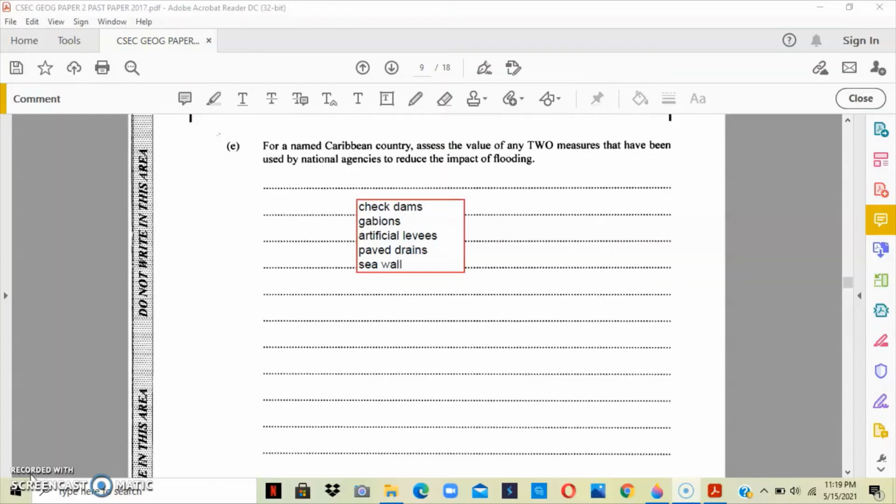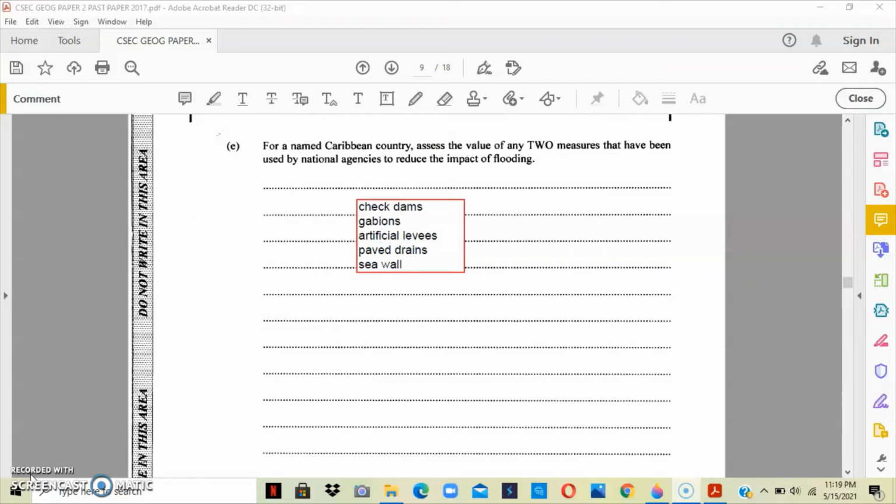We also have paved drains. These are wide and deep paved drains, and they are common along the roadside in towns. Paved drains are usually dry during the dry season, but during the wet season, when we have a prolonged amount of rainfall, you will see that they contain a lot of water. Because of how wide and deep they are, they're able to contain a lot of water. Thus, they reduce flooding in the towns and the cities.